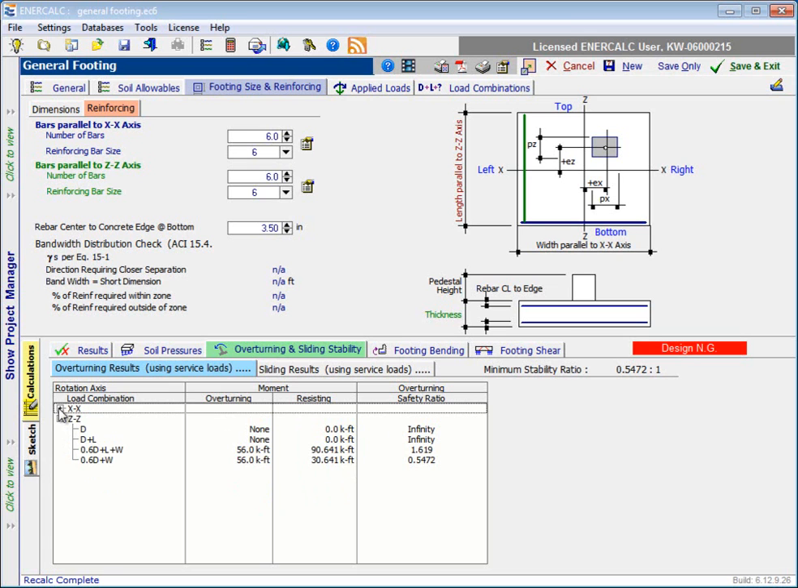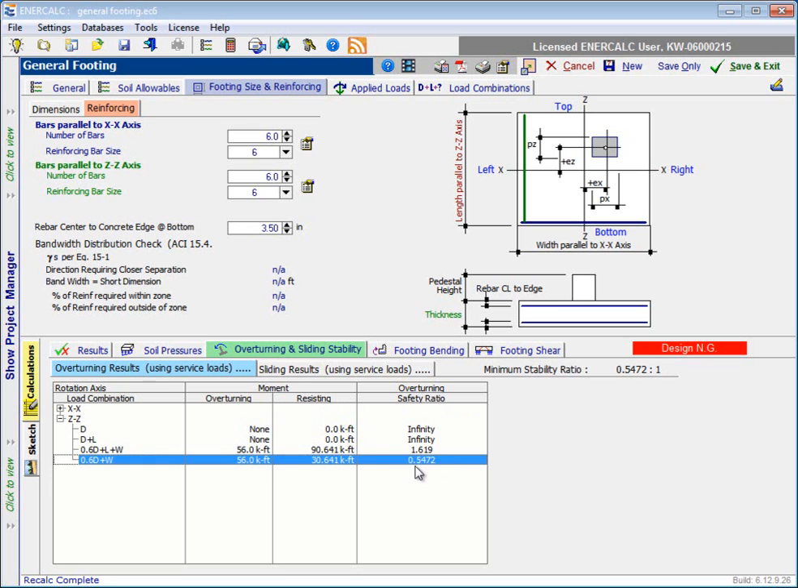So if I compress that, we can focus just on the z-axis, and here we can see that we do have a couple instances where we have a measurable overturning moment and a quantifiable resisting moment, and then what's referred to as an overturning ratio.